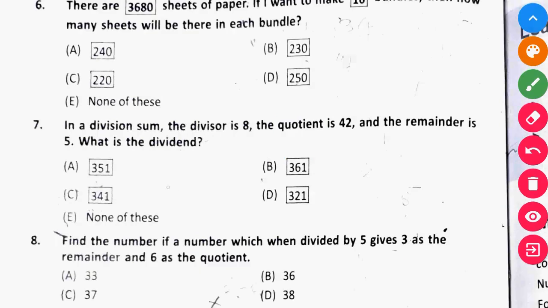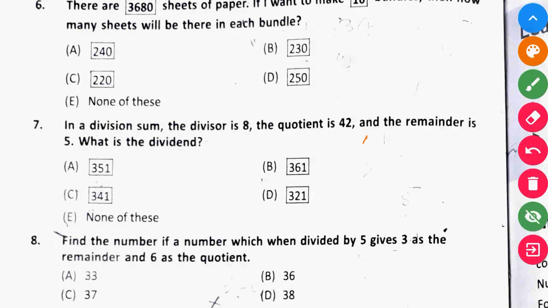In a division sum, the divisor is 8, quotient is 42, remainder is 5. What is the dividend? Now how will you find this? Now see, 8 is the divisor, 42 is the quotient, dividend we don't know, and remainder is 5. Now you have to first do multiplication of 8 and 42, because division is nothing but the reverse of multiplication.